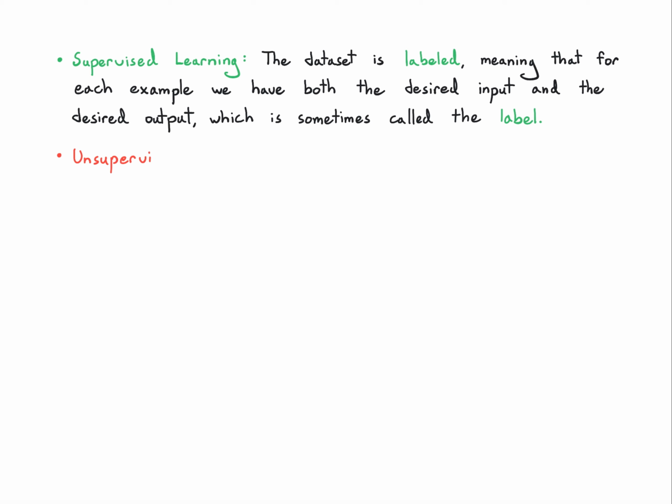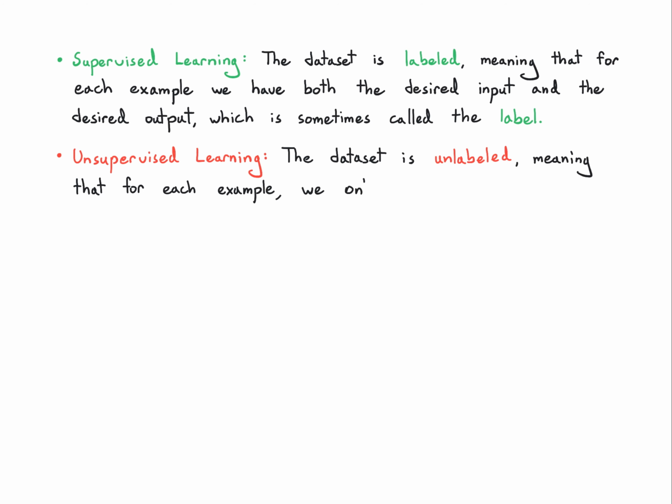In contrast, in unsupervised learning, we have a data set, but the data set is unlabeled, meaning that for each example, we only know the input and we don't actually know the output. So just to be clear, if I had that same data set, and someone went and stripped out all of the labels, so it doesn't say whether it's a cat or a dog, it's just an image of either, then it would be an unlabeled data set.